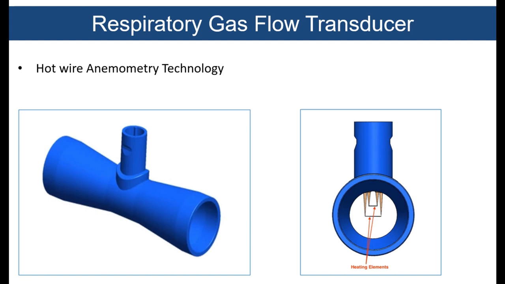So this is the image which is showing you the hot wire anemometry technology. That means on the right side of the image, we can see the heating element, and on the left side we can see the whole image. What's happening is this heating element is being heated up to some extent by giving the stimulus, and as the flow is inserted in the tube, this heating element gives you the change in temperature. And as per the change in temperature, the flow is measured with the help of this hot wire anemometry.